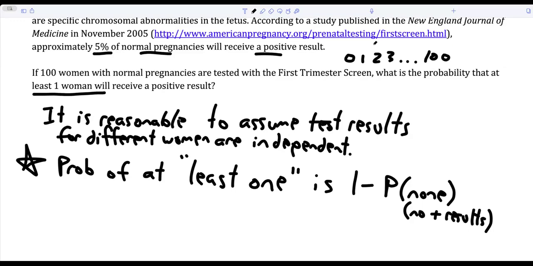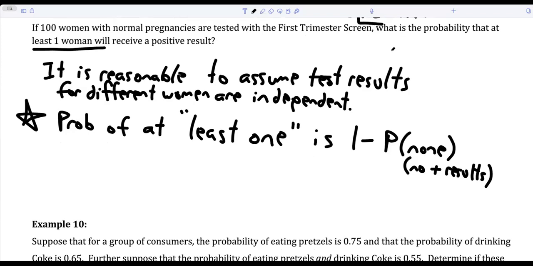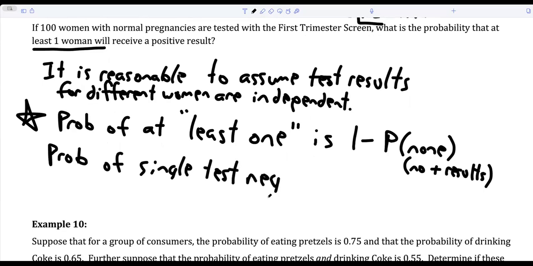Well, you could add all of those together, right? Or since the probability of all of them together is 1, I'm going to do 1 minus the probability that none of them tested positive. Does that make sense? So what is the probability that a single test is negative? Probability of a single test negative is 1 minus 0.05 or 0.95.